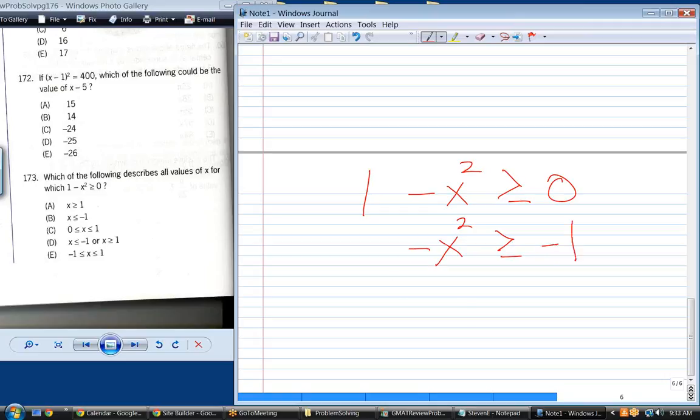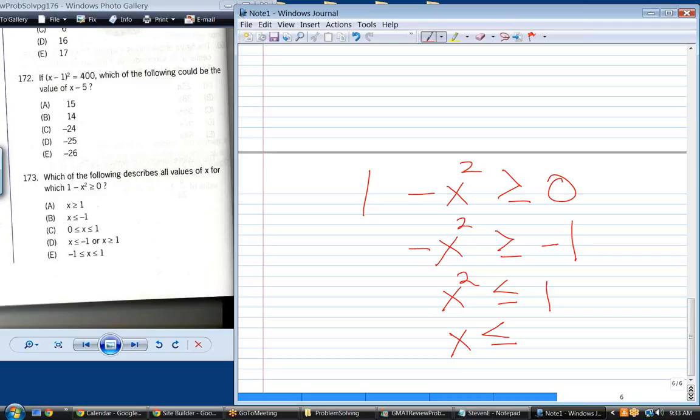Okay. Now, we can divide both sides by negative 1 as long as we switch the sign. Right? Yep. Now, here's the tricky part. That means x is less than or equal to plus or minus 1, and you have to switch the sign. Huh. When you take the square root of both sides of an inequality.